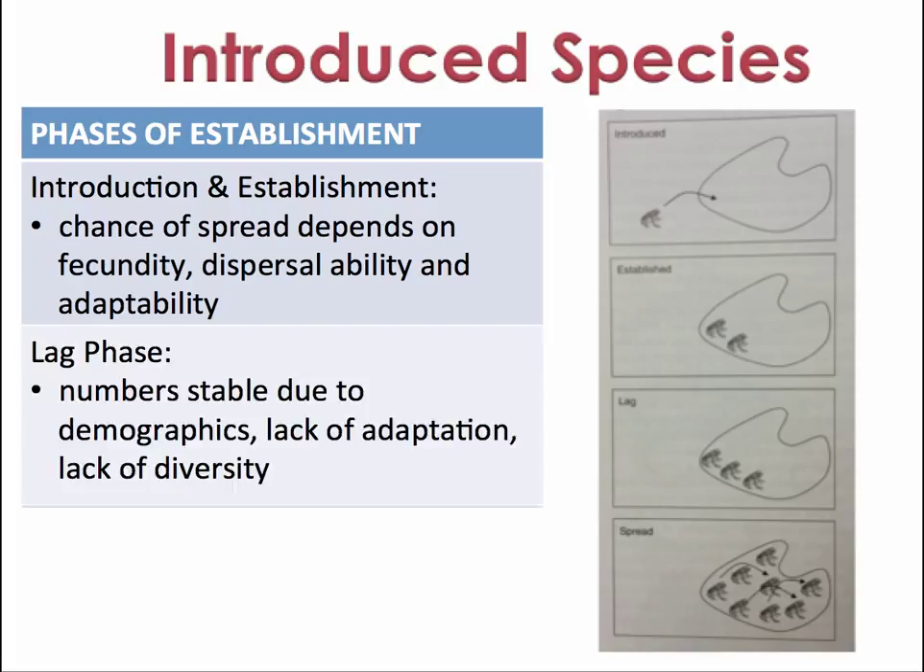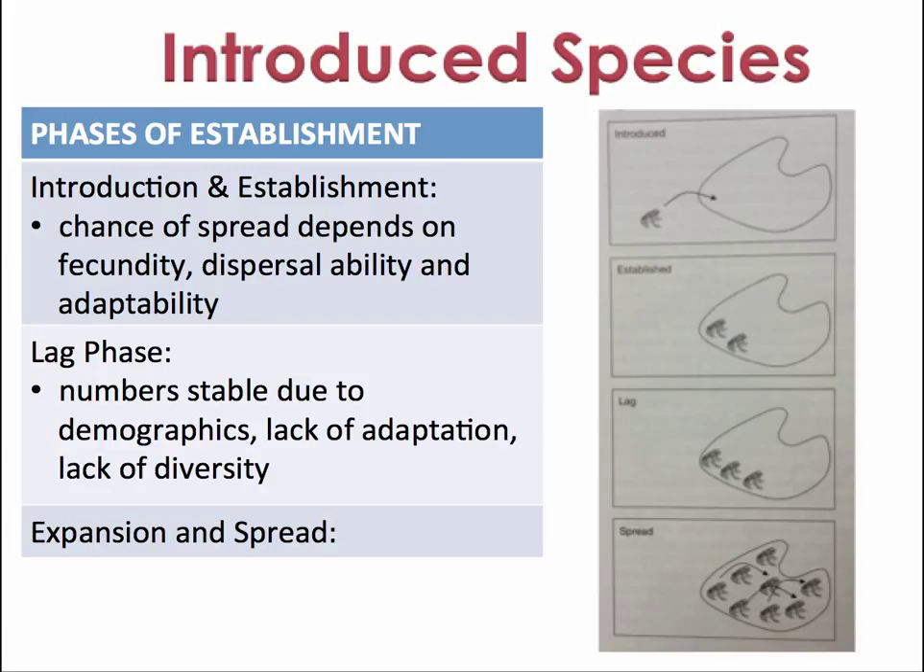This is where the numbers stay stable due to things like the demographics of the species. Maybe they don't have a lot of births, or there is a lack of adaptation. So maybe they're introduced to a new area, but they're not really adapted to that new area, so they don't take off. Or maybe a lack of genetic diversity. Usually when things are being introduced, you have small population numbers, which means you don't have a lot of genetic diversity, and you also have a lot of inbreeding. So these factors can help maintain these introduced species in a stable number before they become invasive. And these things are also related to genetics.